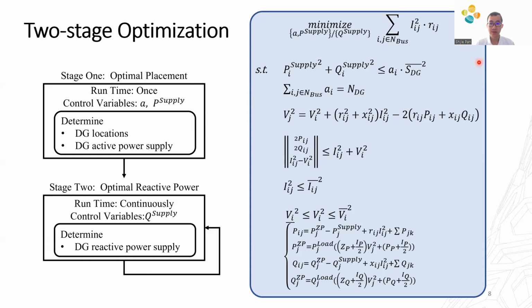We have the starting part considering the placement. We have the DistFlow model. We have voltage and current limits, and also the power flow equations considering the VP load model.